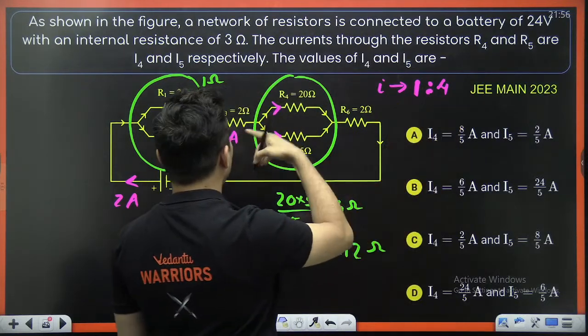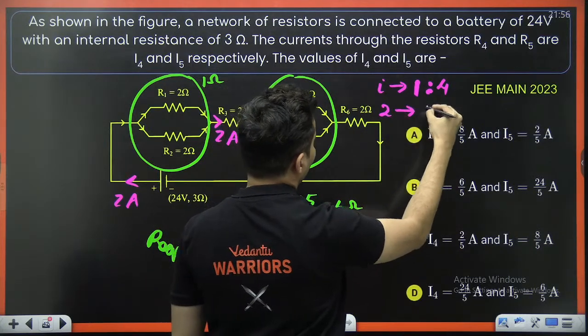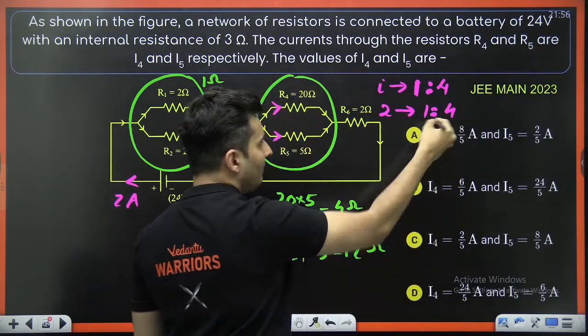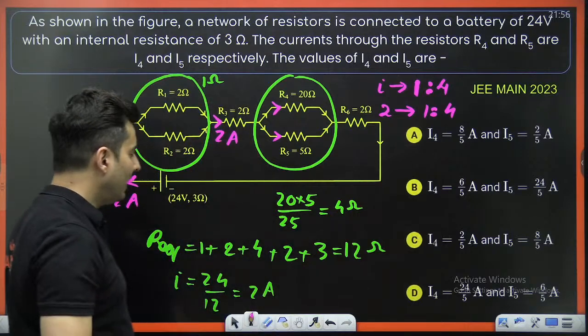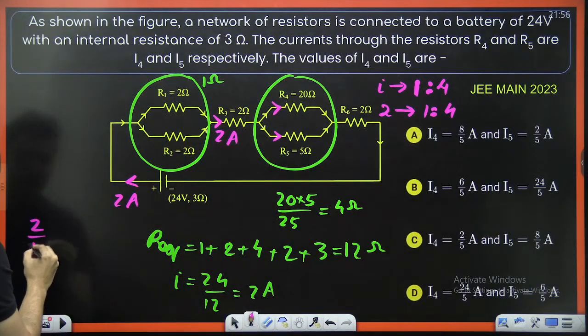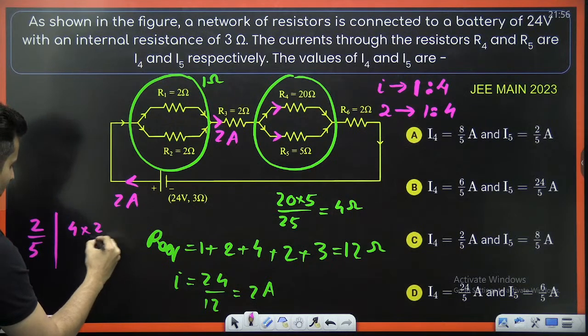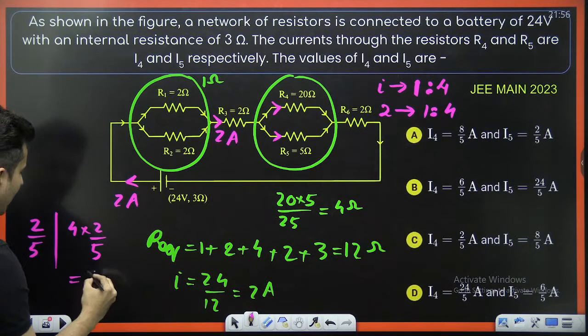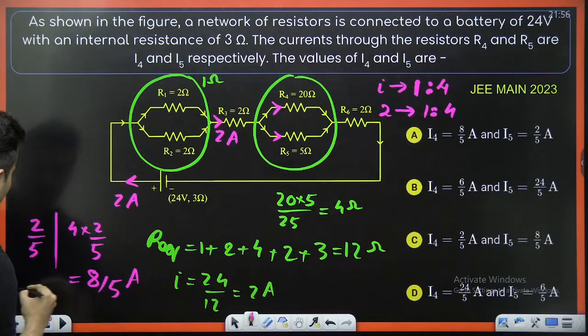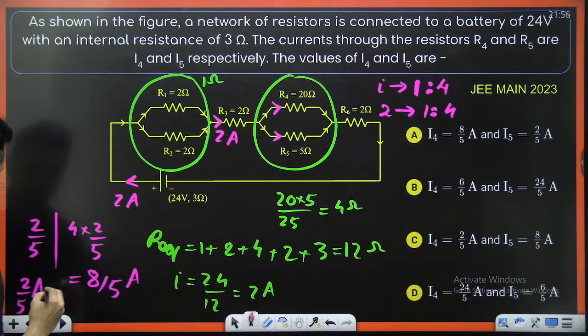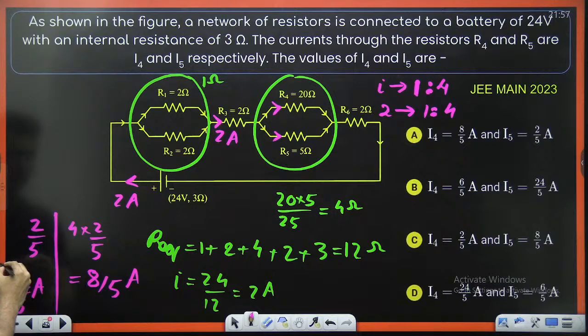1:4. So the current is 2 amperes. So 2 has to get divided in the ratio of 1:4. Divide 2 into 5 parts. So 2 by 5, and the remaining will be 4 into 2 by 5, which is basically 8 by 5 amperes. This is 2 by 5 amperes and 8 by 5 amperes. That's how you divide the currents.